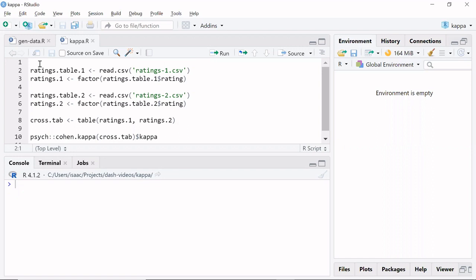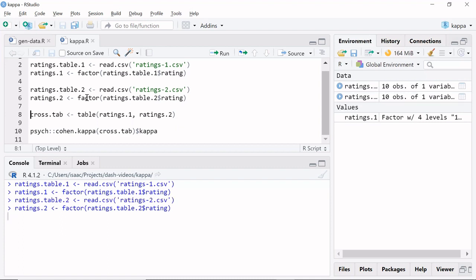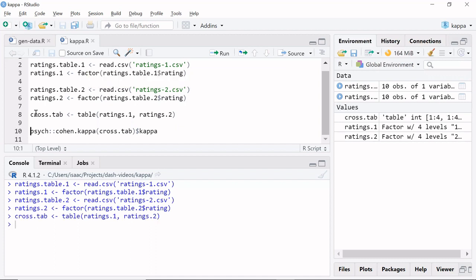So first, we'll read in the ratings table produced by the first judge, and then convert their ratings to a factor using this factor function. And then we'll do the same for the second rater. And then we'll compute the cross tabulation using the table function of the two sets of ratings. And we'll have a look at this cross tabulation later. And then we'll compute Cohen's kappa.